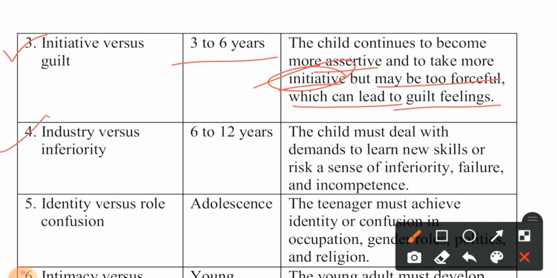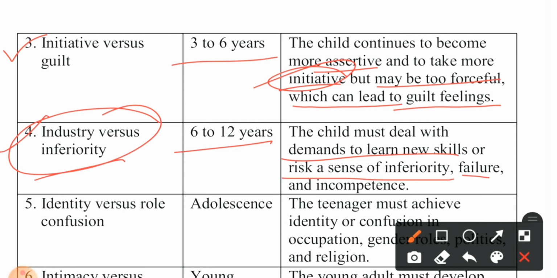Okay, stage number 4, that is industry versus inferiority, that occurs between the time period of 6 to 12 years old, when the child is 6 to 12 year old. At this stage, the child must deal with the demands to learn new skills, or risk a sense of inferiority, failure, or incompetency. So at this stage, automatically the society, parents, teachers, they start expecting something from them to learn, do this, do that. That kind of feeling is there. And the child feels that if I fail to do this, there is a sense of inferiority, there is a fear of failure, and incompetency that always remain in the mind of a child then.